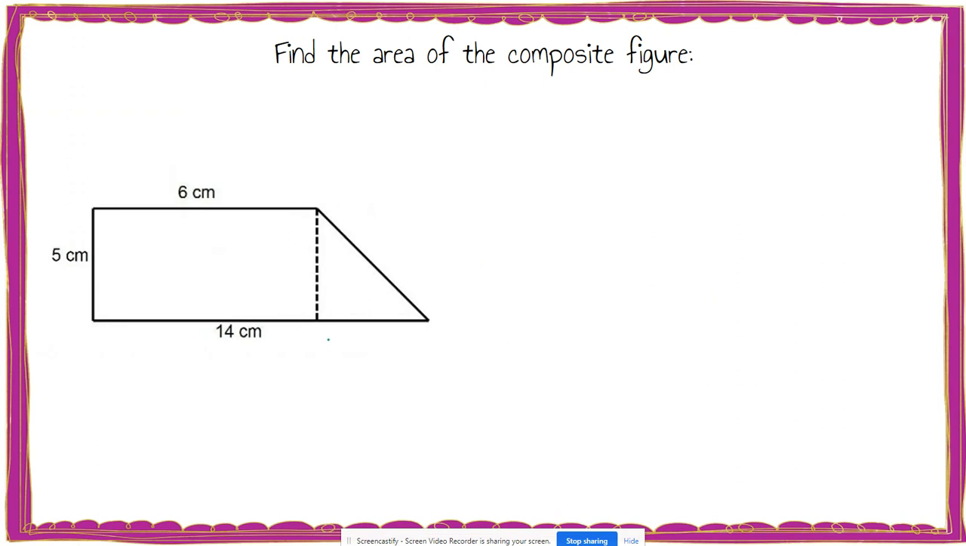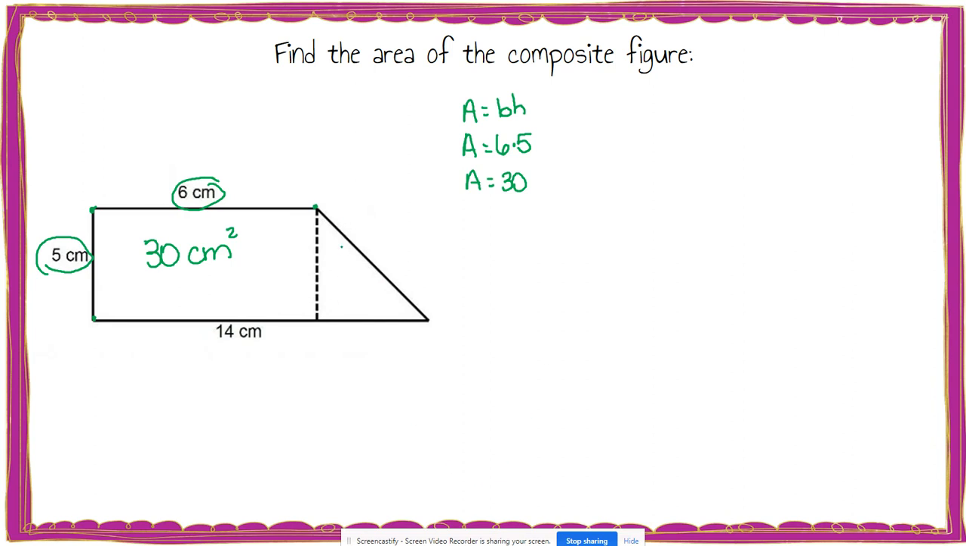Now for this figure, I notice that I have a rectangle and a right triangle. So if I start with my rectangle, I know that to find the area of a rectangle, I'm going to multiply base times height. Well, my rectangle has a base that goes from here to here, which has a measure of 6, and then a height that goes from here to here, which has a measure of 5. So my area is 6 times 5, which is 30. So this rectangle has an area of 30 centimeters squared.